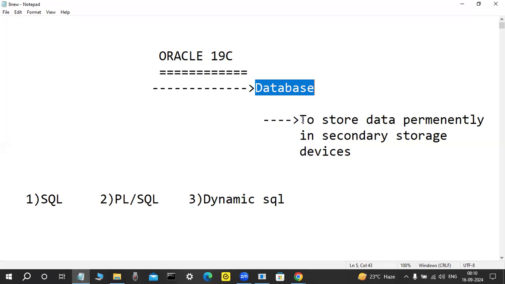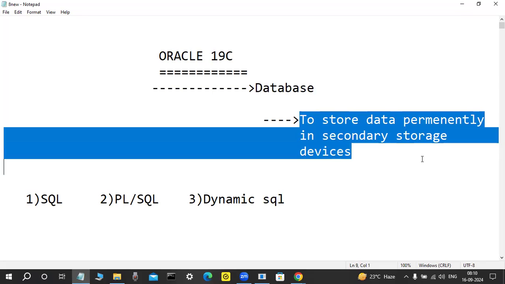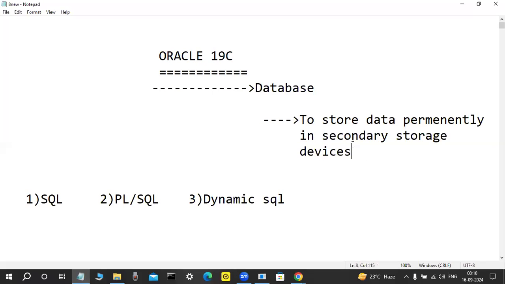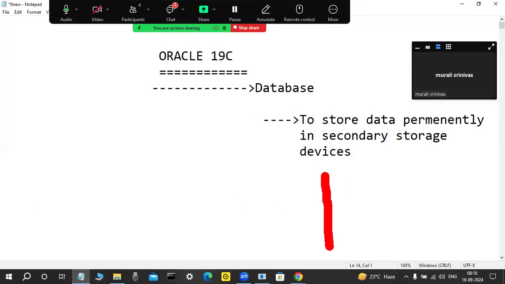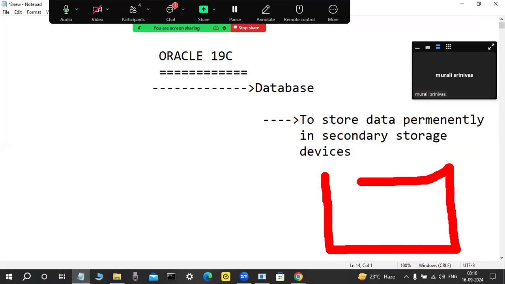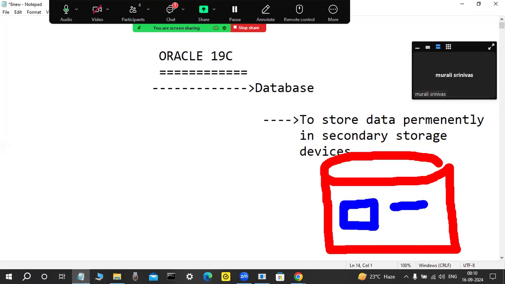Database means it is a place where we can store data permanently. But what type of data are we storing? A structured collection of data. Because Oracle, SQL Server, DB2, Sybase, these types of software always store a structured collection of data, that is, in table format.